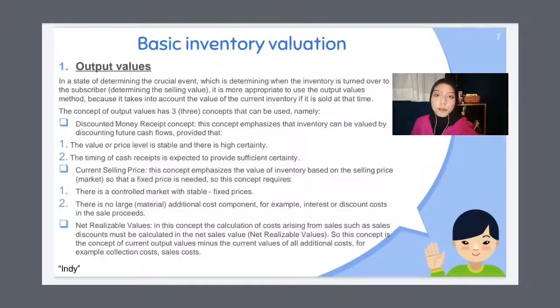Basic inventory valuation, output value. In a state of determining the crucial event, which is determined when the inventory is turned over to the subscriber or determining the selling value, it is more appropriate to use the output value method because it takes into account the value of the current inventory if it's sold at the time. The concept of output value has three concepts that we use, namely the discount money received concept.